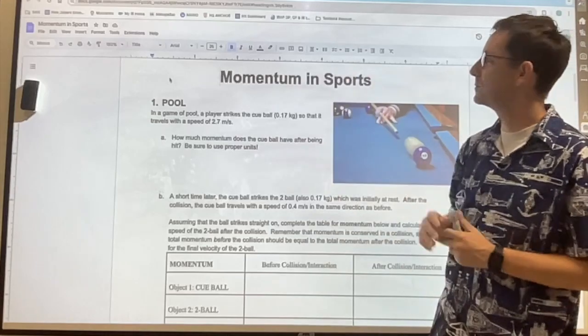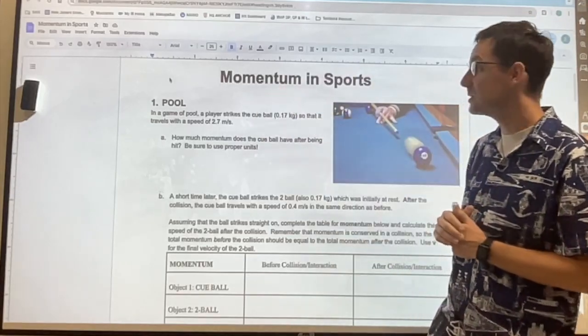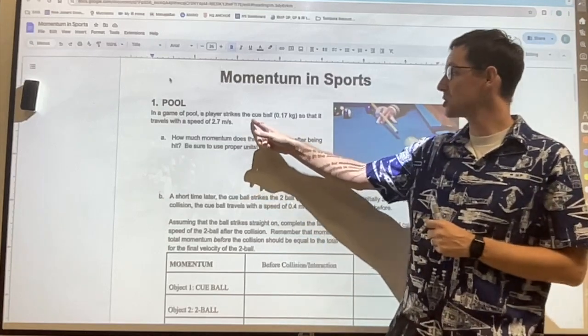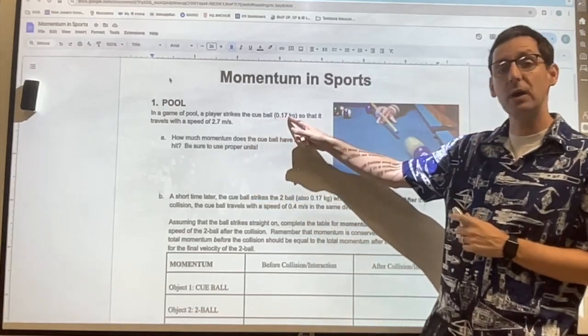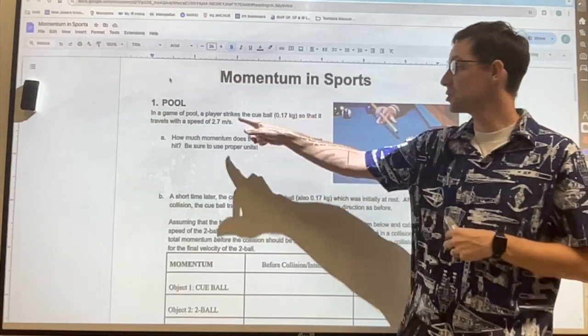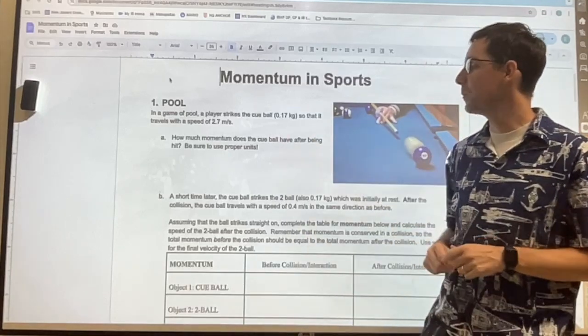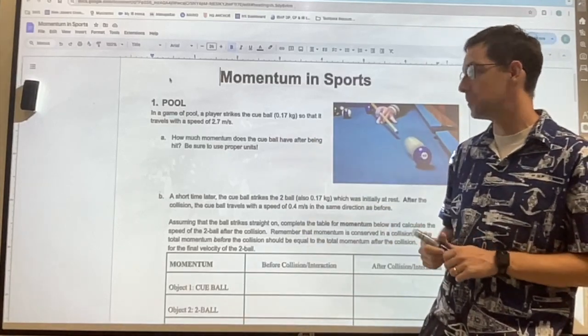We've got momentum in sports. Our first sport here is pool billiards. In a game of pool, a player strikes the cue ball, which is 0.17 kilograms. That's 170 grams. So that it travels with a speed of 2.7 meters per second. How much momentum does the cue ball have after being hit?